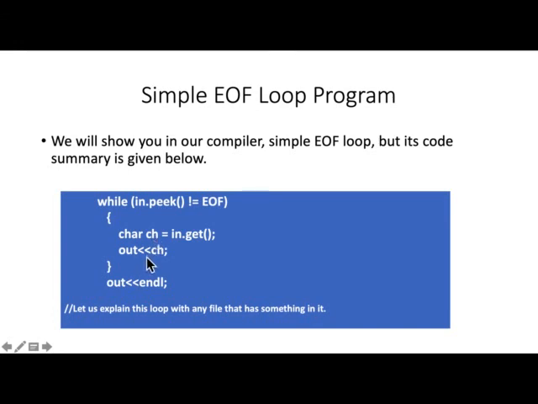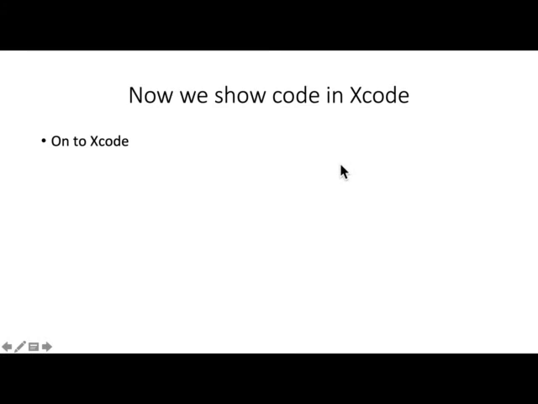I output it, and for the next character, if it's not EOF, then the loop will be entered again, because EOF is -1. The ASCII value of a character will not be -1. So the loop condition will be true. It will read the next character, output that, and this will keep going until in.peek looks at the EOF character, which has a value -1. -1 not equal to -1 is false, and then we will exit and output endl. This will be explained very soon in Xcode. So let's go to Xcode now.